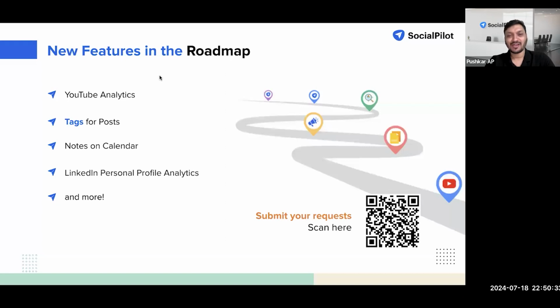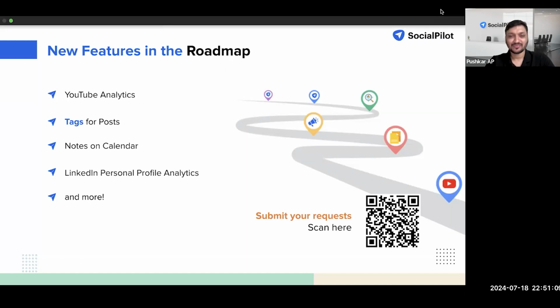One more exciting feature we're adding is tags to your posts, where users can add labels to the posts to keep them more organized and find them easily by searching for them from maybe the library or queued posts, right? Also, another major capability coming up in a few days is the ability to add notes on your calendar. Users can add multiple notes in a day or a single note for the entire week. This will help you plan your calendar better and plan ahead with your team in terms of what to post, what not to post.